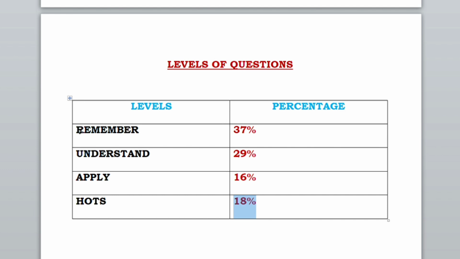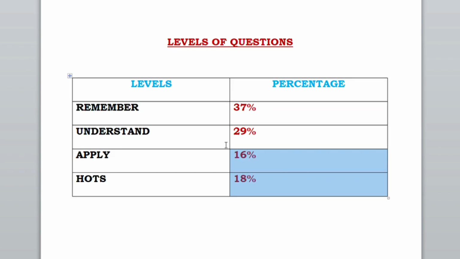60% are moderate level questions, and the remaining 35 to 40% are difficult level questions. So this is the levels of questions that appear in your question paper.